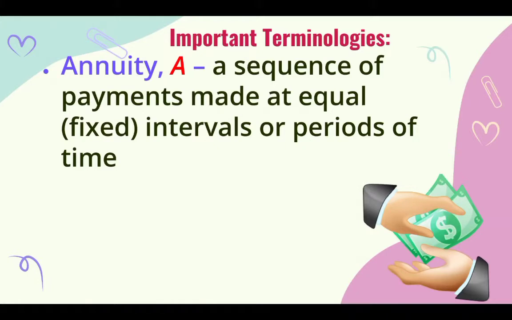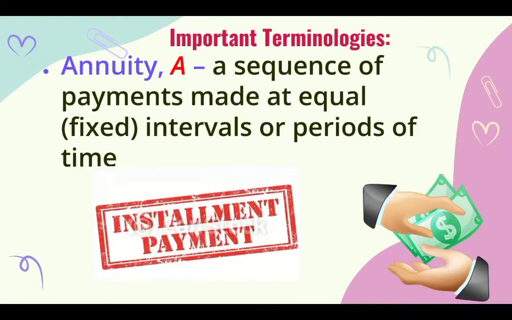These are the important terminologies that we should remember because we will encounter these words along with our discussion. First is annuity, denoted as a sequence of payments made at equal or fixed intervals or periods of time. So, ibig sabihin, kapag sinabing annuity, hindi ito minsanang pagbabayad lang o isang bagsakan, sequence. Kaya, may ilang beses na paulit-ulit kang magbabayad o tinatawag nating installment.